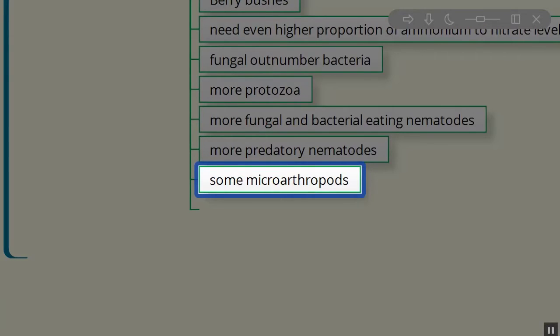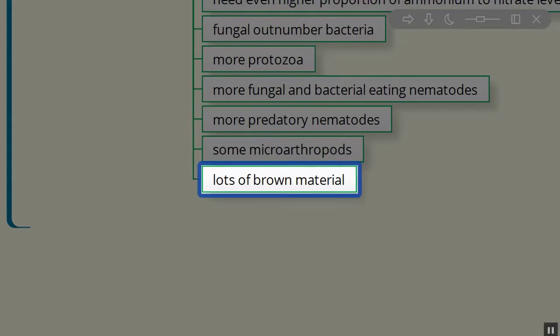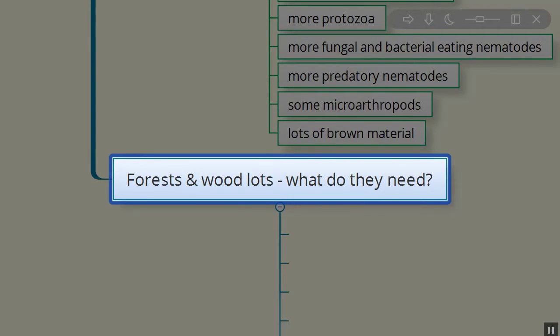We're seeing microarthropods in our soil samples, and we need to use lots of our brown materials. And I'll go over our greens and our browns in some of the composting talks later on. Okay, now we're going to get to our forests and woodlots.